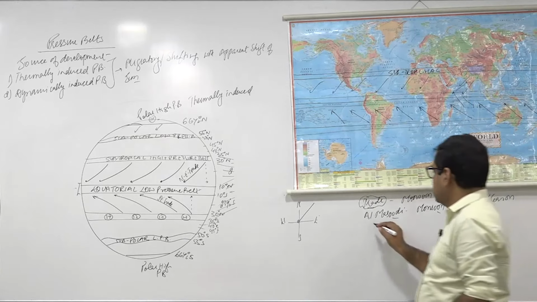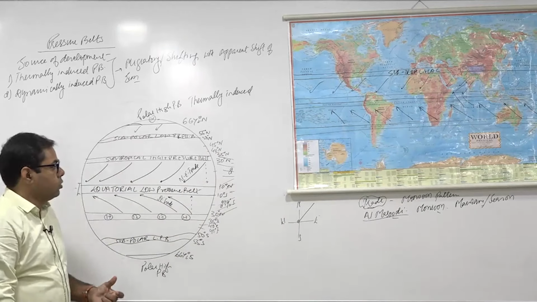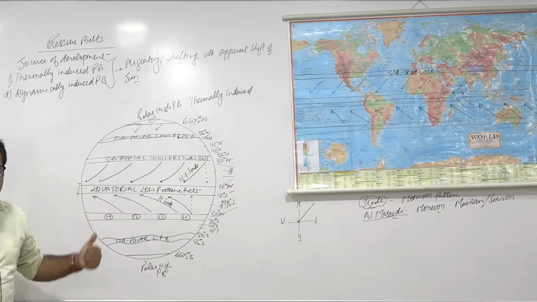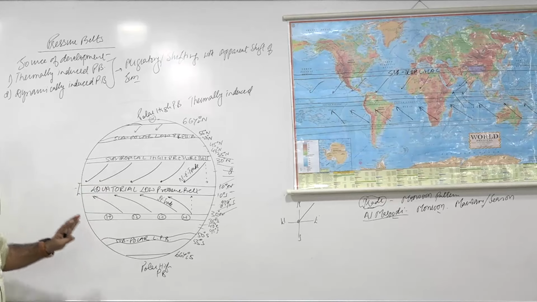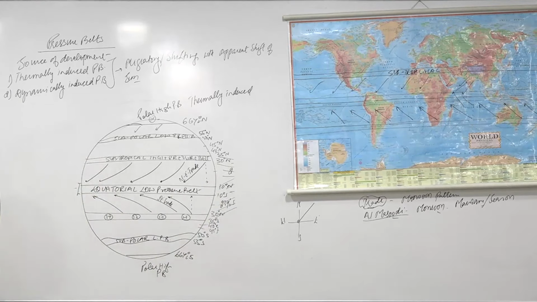Right? Al-Masudi was the person who coined the term monsoon. So they are called the southeast trade. Clear? So these winds are blowing in which region? Which is this region? Tell me, fast.